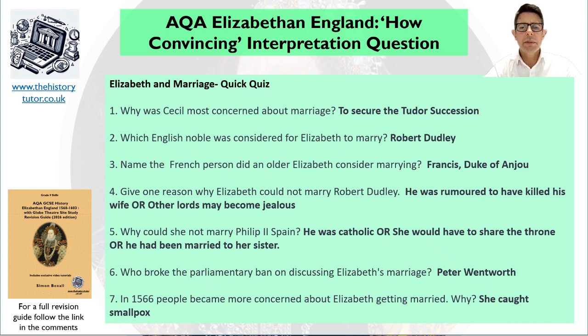In 1566, people became more concerned about Elizabeth getting married. Why? Well, she caught smallpox, and there was fear of her dying without an heir and no succession, because she wasn't married and didn't have children. So this is why Parliament became worried and started talking about the issue of marriage, because they feared a Catholic Protestant civil war over the succession.